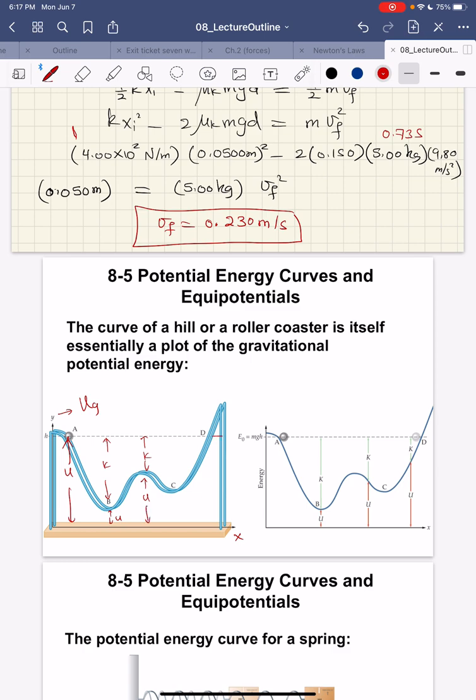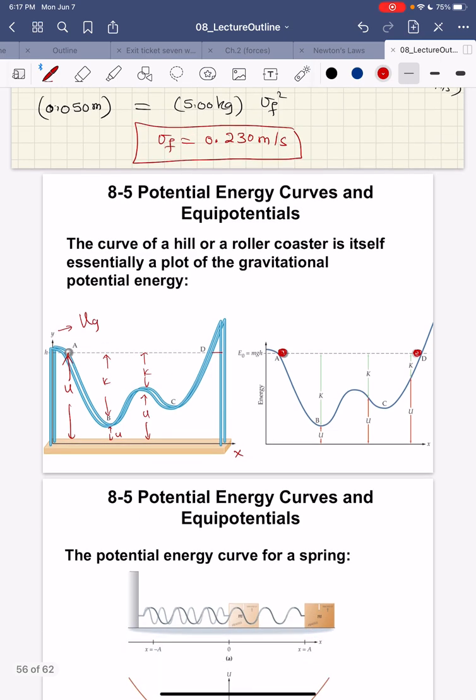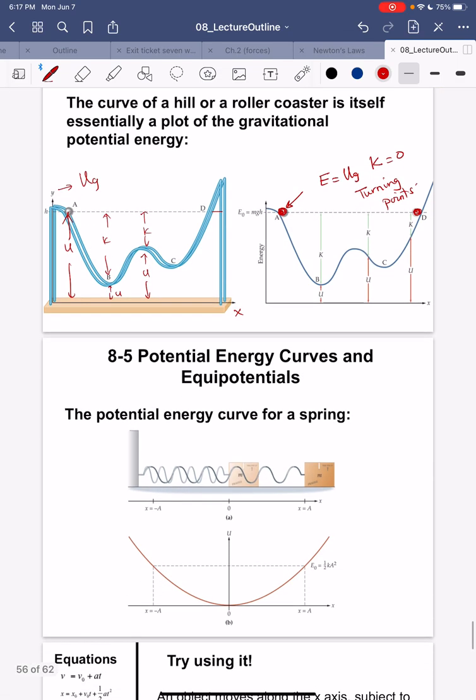Now, if my ball was released from here, it would reach a maximum here. These points here, where my E, my total energy, equals U_G and my kinetic is 0, we call the turning points. After that, because the velocity reached a value of 0, the kinetic energy is going to reach a negative value.